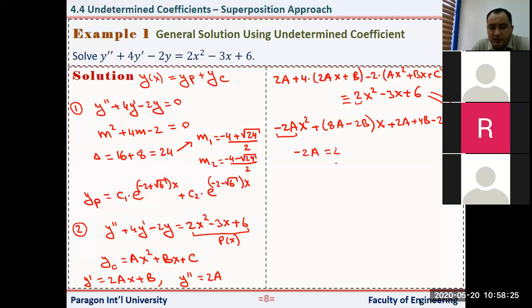And here we have 8a minus 2b should be equal to, what is x here? It is minus 3. And here we have the constant, right? That is 2 capital A plus 4b minus 2c should be equal to, on the right hand side, the constant term, which is 6, right?